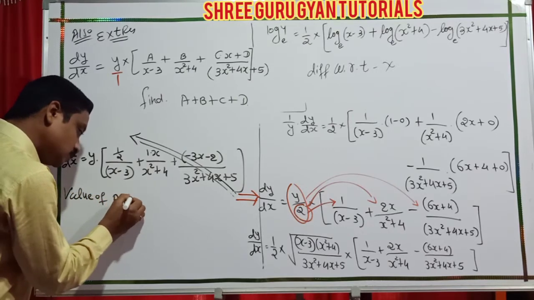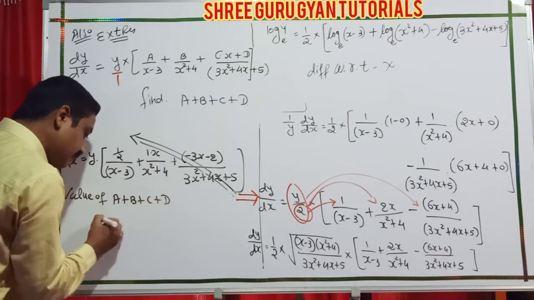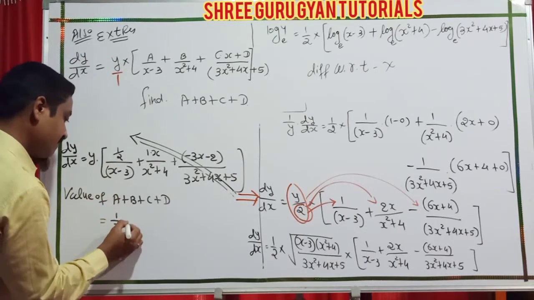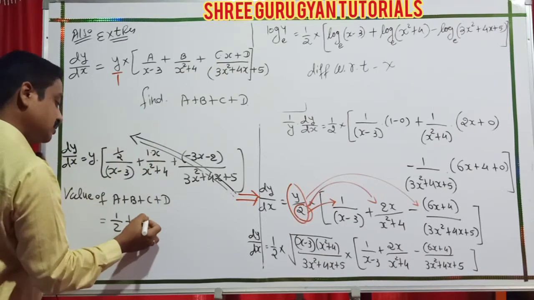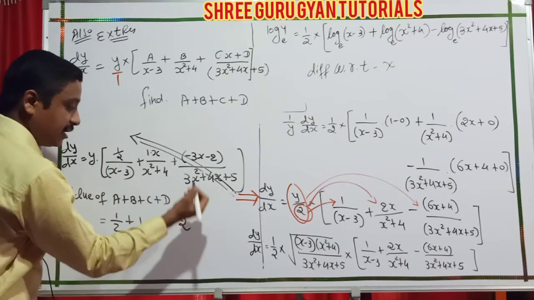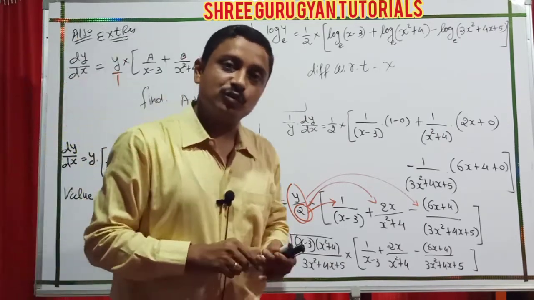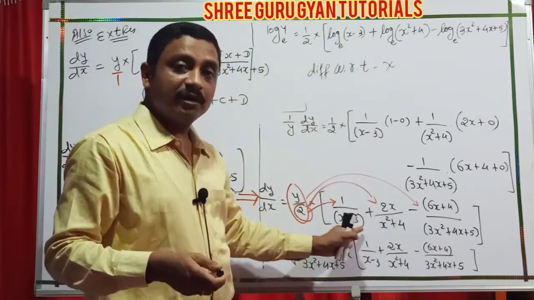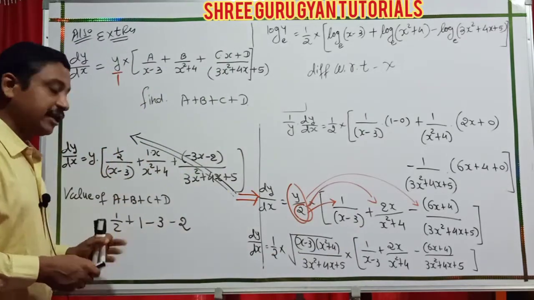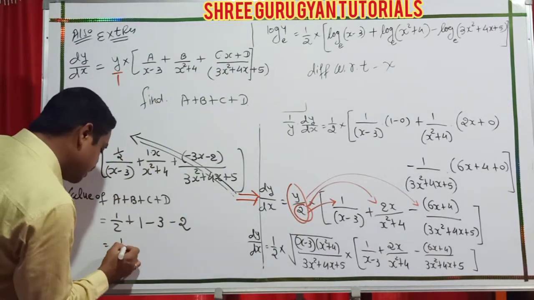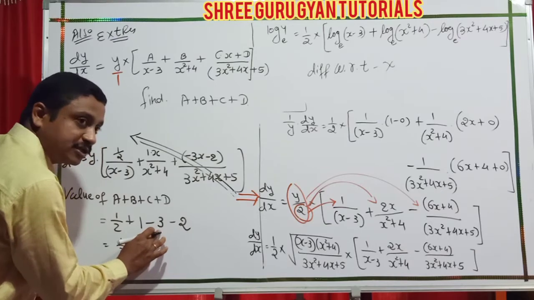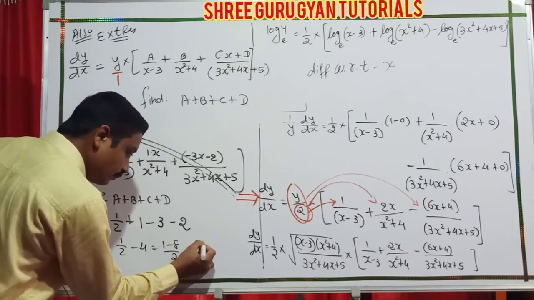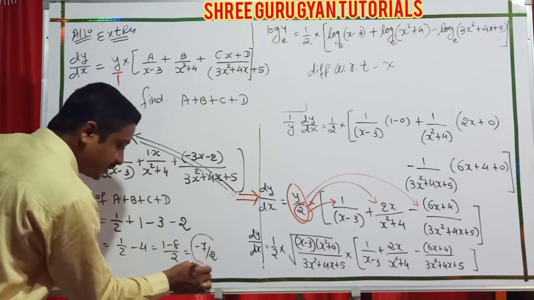A plus B plus C plus D. Just check according to the question: A is half, B is 1, C is minus 3 and D is minus 2. It means, students, you calculate this, convert it into this form, and after a little calculation it is half. 3 minus 2 is minus 5, and 1 minus 4. So 1 minus 8 by 2, minus 7 by 2. This answer is done.